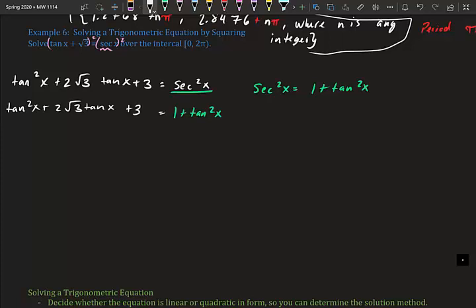Alright, because it's a quadratic, we're going to set everything equal to 0. So I'm going to subtract 1 over. And then I'm going to subtract tangent squared x over. So we are now left with 2 square root of 3 tangent x plus 2 equals 0.